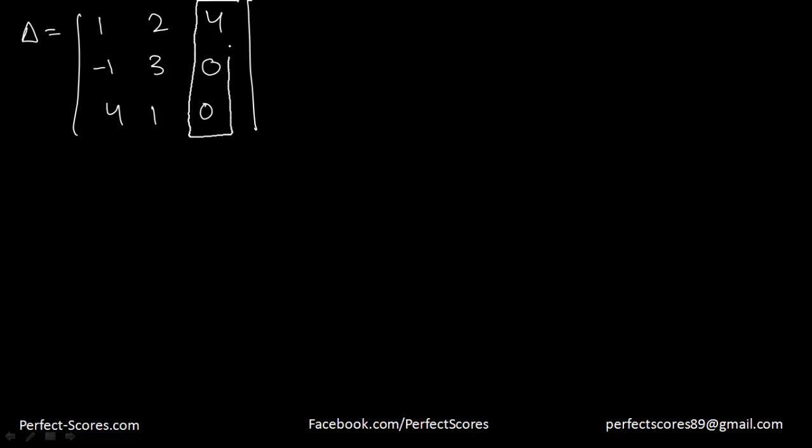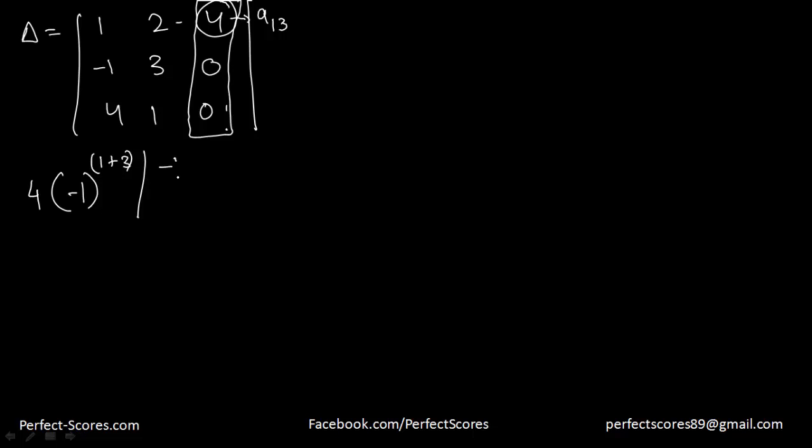Let's suppose we want to find the determinant of this matrix: 1 2 4, negative 1 3 and 0, 4 1 and 0. What we can do is fix up any row or any column. Which column are we going to fix up? I'm going to fix up this column, because it has a lot of zeros. So I'm going to fix up this 4. So 4 into negative 1 raised to the power, this 4 is something known as A, the first row and the third column, so 1 plus 3, into the determinant of, this row and column are going to go.